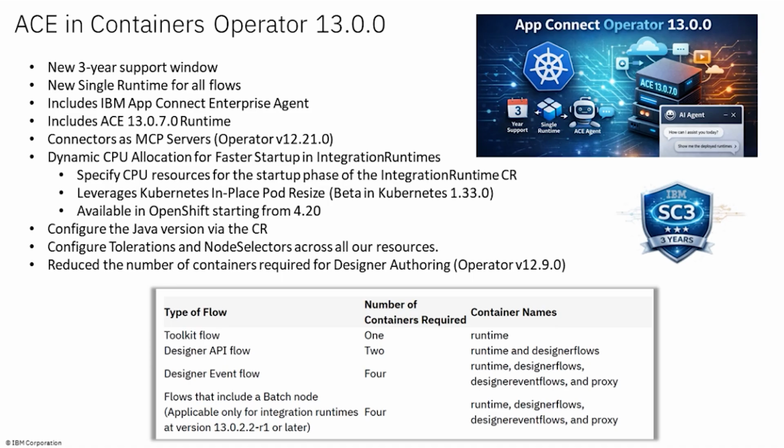And the last item on this chart is all about reducing the number of containers that are needed for designer authoring. For a long time now, we've had this ability to examine a broker archive file and then determine the most optimal way of executing the flows that we find inside that BAR file. In this release, we've also examined the number of containers that are needed for certain purposes, specifically around supporting designer authoring. So reducing the number of containers makes things so much more efficient. That's a good summary of the ACE in Container Operator Release 13.0.0.